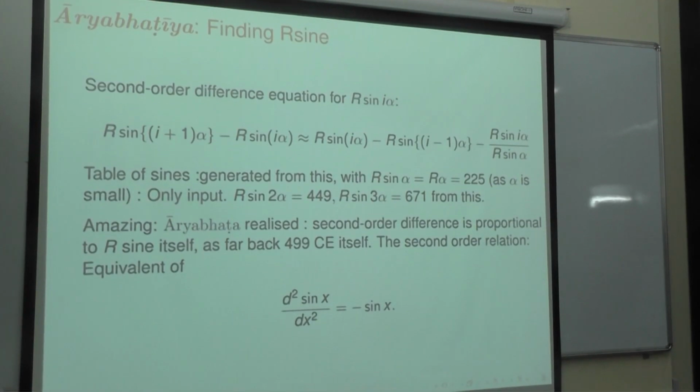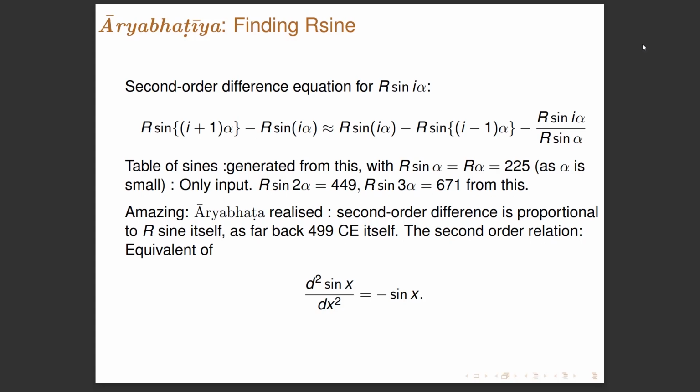It is absolutely amazing that Aryabhata realized this, because this second order difference is proportional to r sin itself. This is essentially the equivalent of d squared sin x by dx squared equal to minus sin x. I don't know whether you people know this. Okay, so this is sin x differentiation.